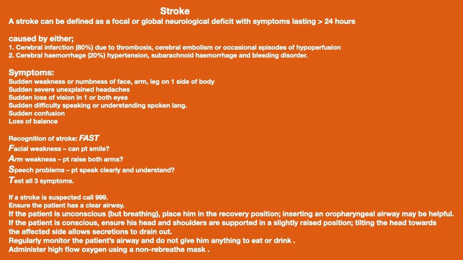A stroke is caused by either cerebral infarction or cerebral hemorrhage. Cerebral infarction is due to thrombosis, cerebral embolism, or very occasionally an episode of hypoperfusion. Cerebral hemorrhage, 20%, is associated with hypertension, subarachnoid hemorrhage, and bleeding disorders.